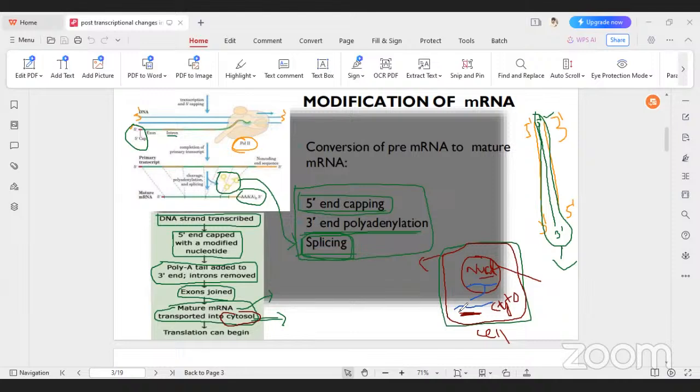After transcription, there is another stage in the central dogma. What are the two stages? Transcription, and the second one is translation. Translation takes place inside the cytosol.